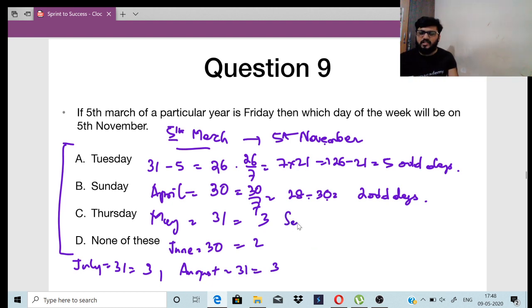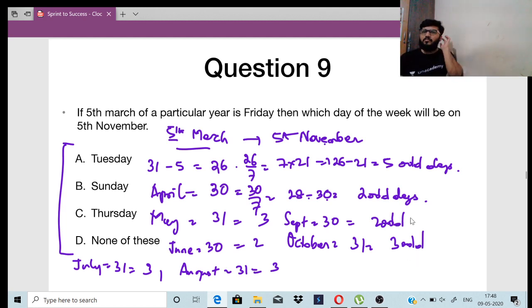Okay. Then you have September. 30 days are there in September. 2 odd days over here, right? Then you have October, the last month. So this is a big question. October 31, again 3 odd days, right? Then in November, how many days are given? They have given November 5 odd days, right?